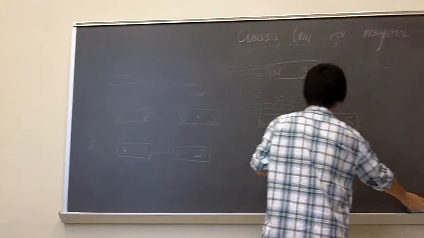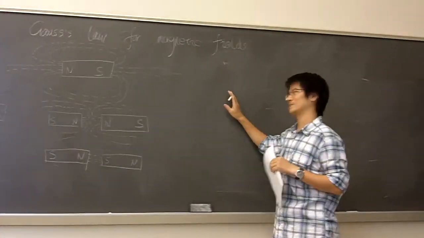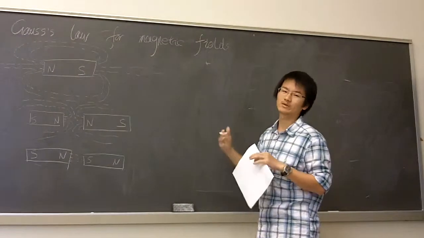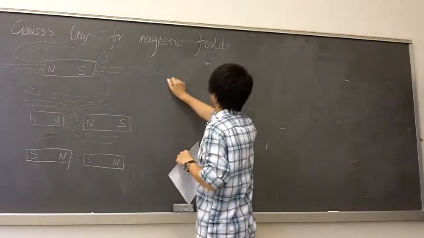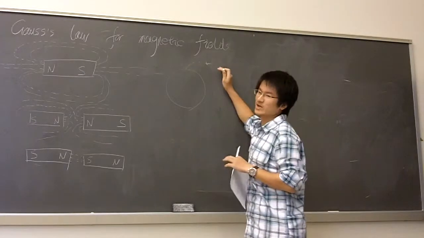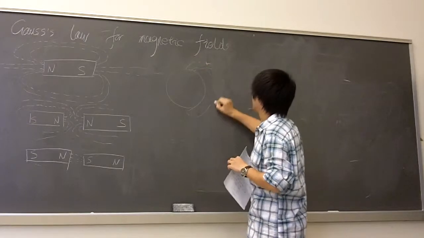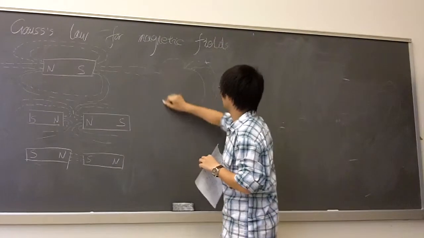Yeah. Okay. So another example is that our Earth is a big magnet. If we imagine it, it can have magnetic lines like this.